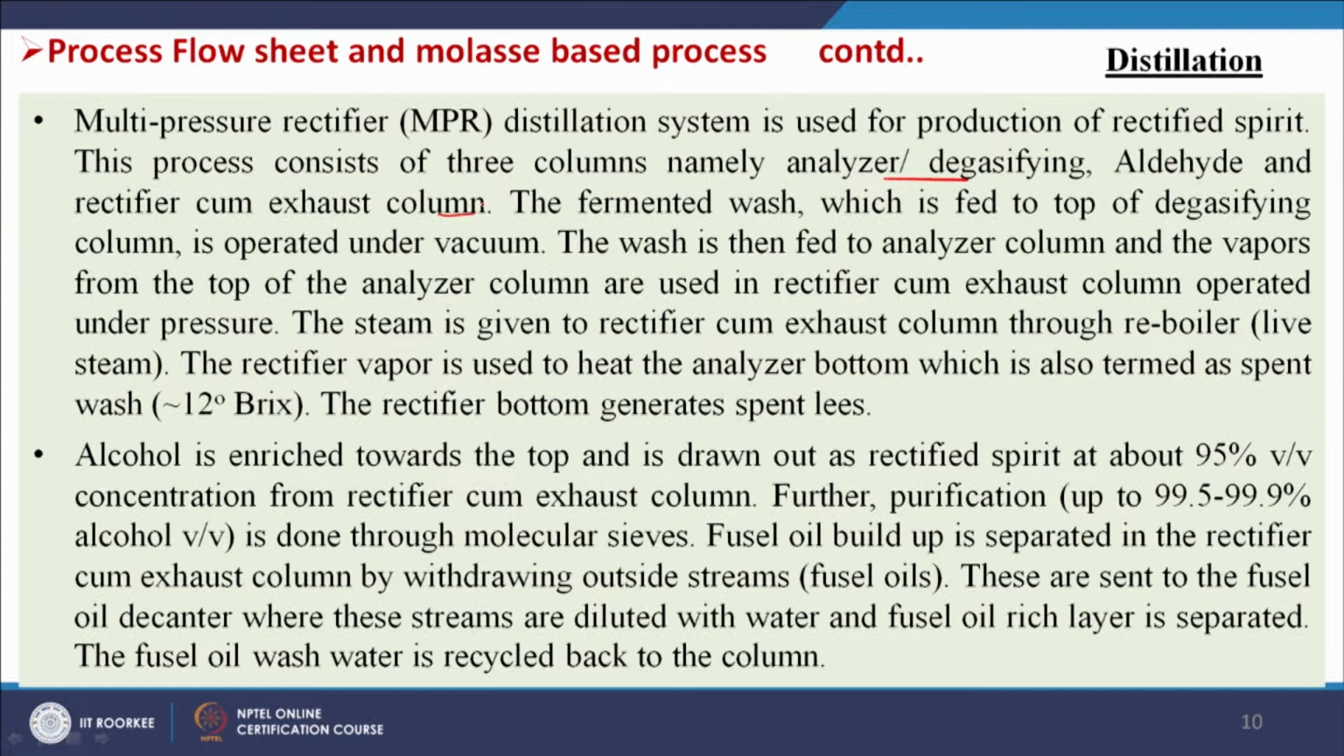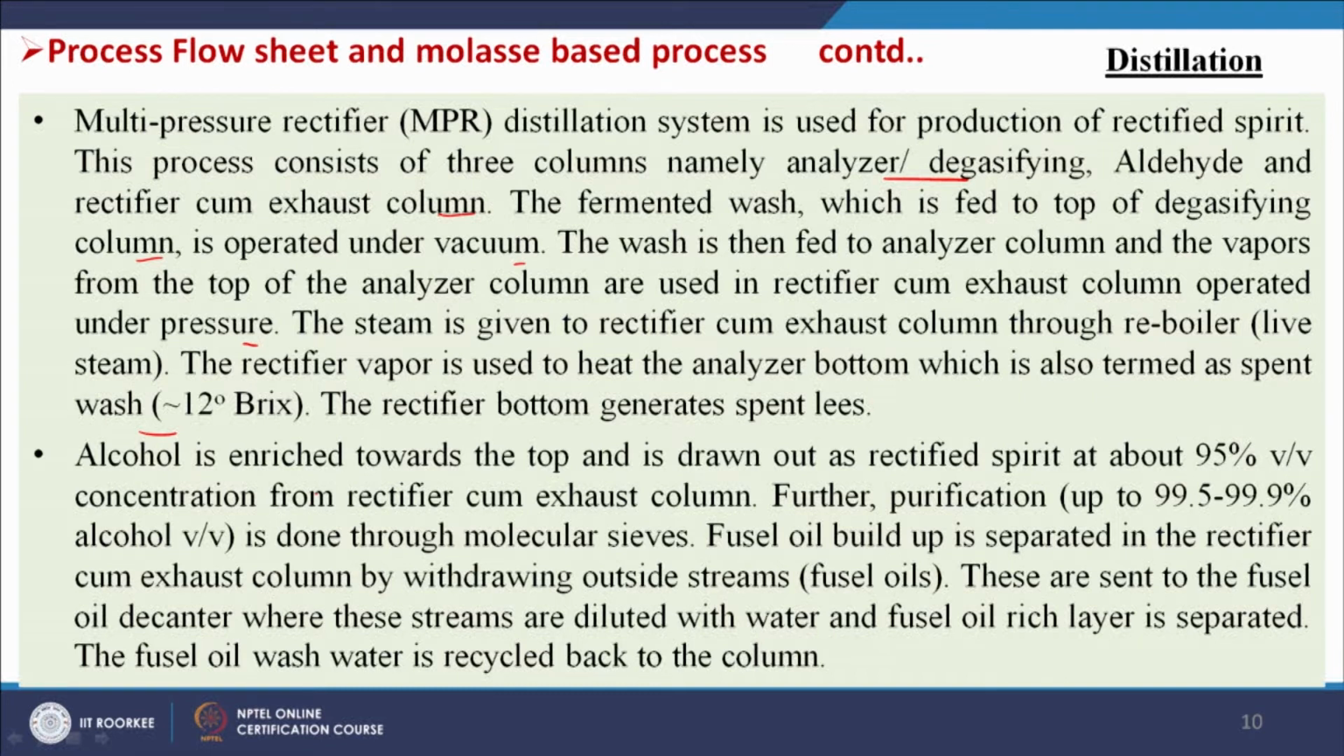So, in this distillery unit, the fermented wash is fed to the top of the degasifying column, which is operated under vacuum. The wash is then fed to the analyzer column, and the vapors from the top of the analyzer column are used in the rectifier cum exhaust column operated under pressure. The steam is given to the rectifier cum exhaust column through a reboiler, that is live steam, and the rectifier vapor is used to heat the analyzer bottom, which is also termed spent wash. That concentration is about 12 degree Brix, and the rectifier bottom generates spent lees.